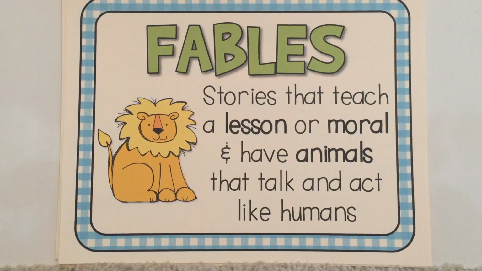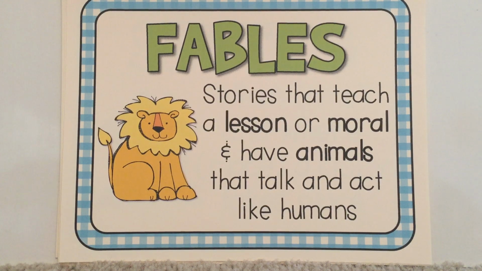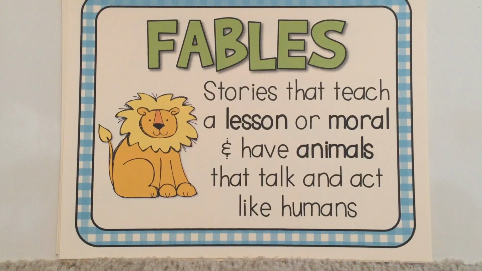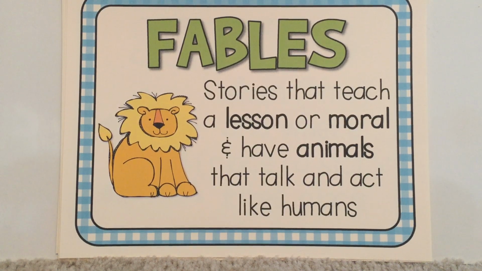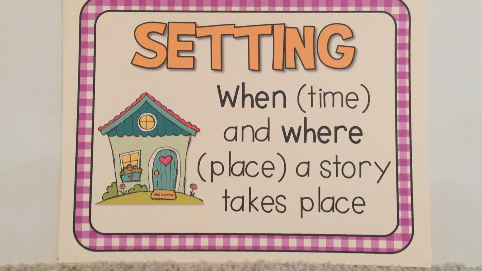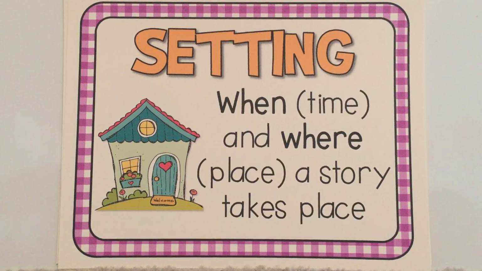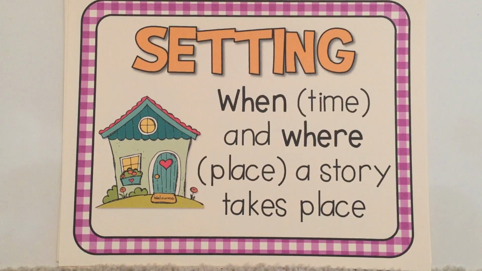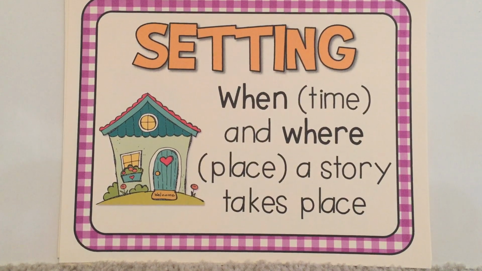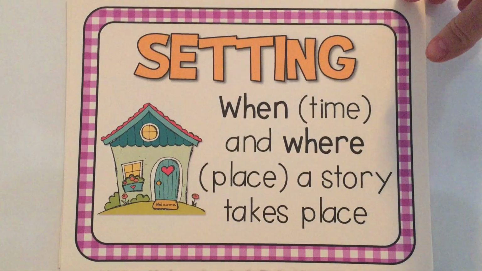Fables are stories that teach a lesson or moral, and they have animals that act and talk like humans. So what is a moral? I know a lot of us may already know what that means, but maybe you don't know the word moral. It's a lesson. It's supposed to teach us a lesson about something. So that's what fables are. They have a setting, and we're familiar with this from the other books that we've read throughout the year. A setting is basically when, meaning the time, and where, or the place, that a story takes place.